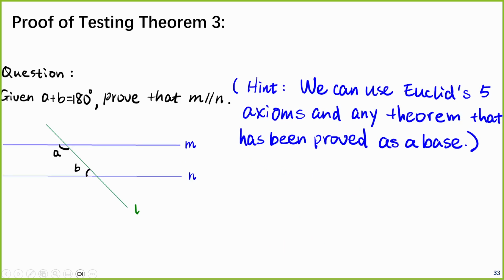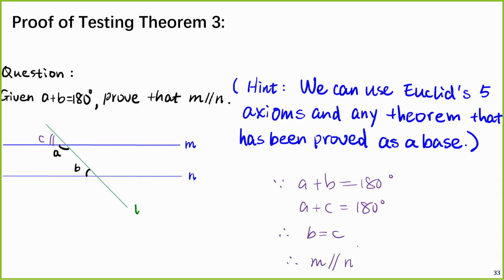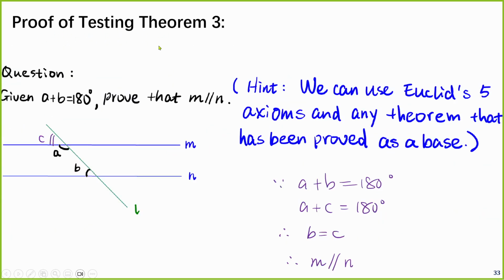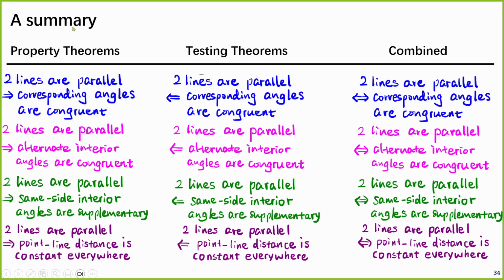And the same thing for the third one. If A plus B is 180 degrees, then we must have M parallel to N, because A plus B equals 180 degrees, and A plus C also equals 180 degrees. C is here. Therefore, we know B equals C. Again, when B equals C, corresponding angles are equal, then we must have M parallel to N, right? Okay, again, I'll leave the fourth theorem for you to prove after this class. It's a little complex, not as easy as the remaining three.